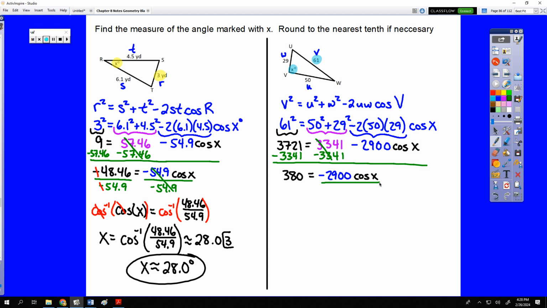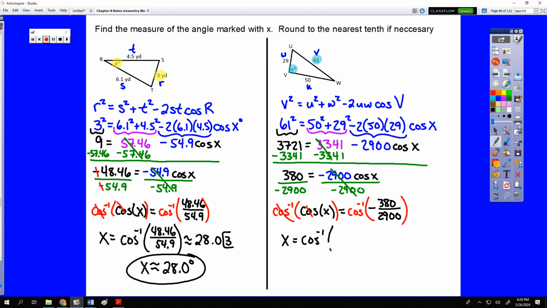Then we divide by the negative 2,900. This time the negatives do not cancel. Again, that's not a problem. That just means that our cosine of x is a negative value. Again, I would not bother to reduce. There's no reason to. Your calculator is just going to look up the value when we take the arc cosine of each side. Cosine and arc cosine cancel. So x is the inverse cosine of negative 380 over 2,900, and feed it to your calculator.